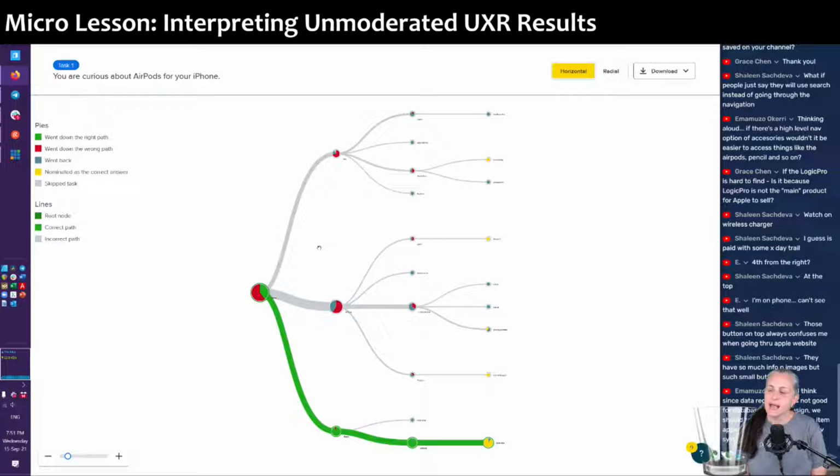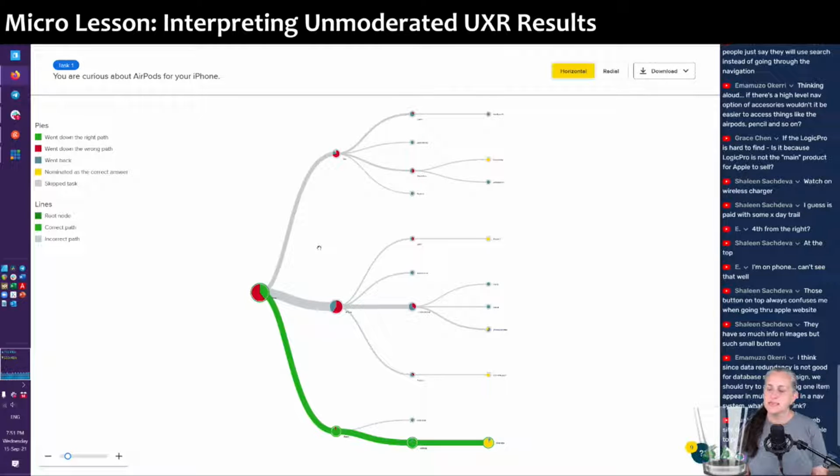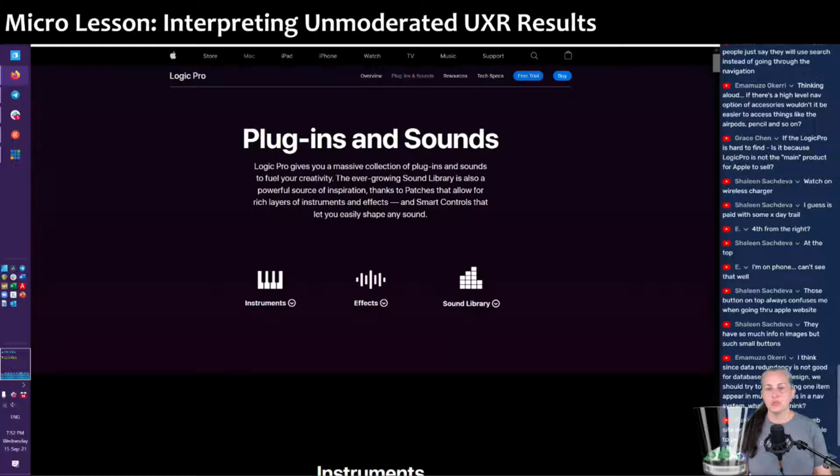Emma Muzo says, I think since data redundancy is not good for database schema design, we should try to avoid having one item appear in multiple places in a nav. What do you think? I think that it's more important to accommodate the user than database schema. And I think that modern database schema should allow for a one-to-many relationship. I mean, relational databases, y'all. So I think it's more important to be customer-centric and accommodate users' habits, perceptions, mental models, and put stuff where people expect to find it.